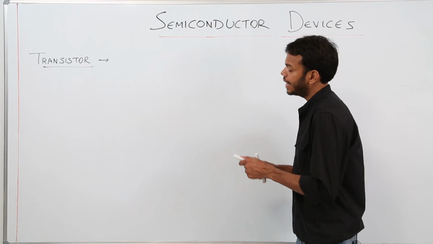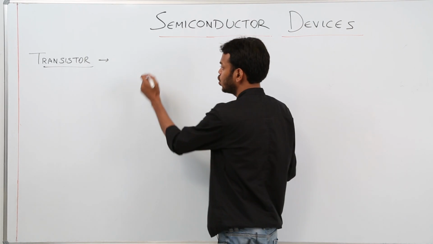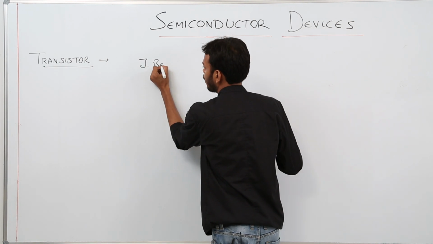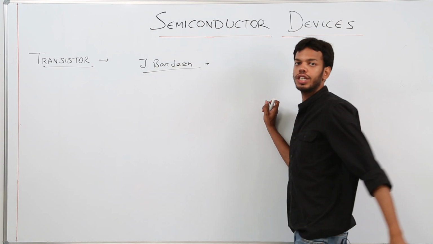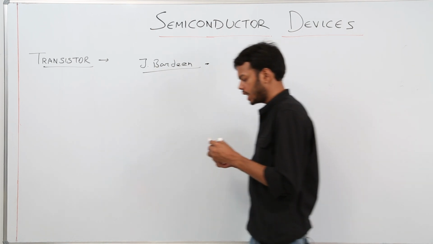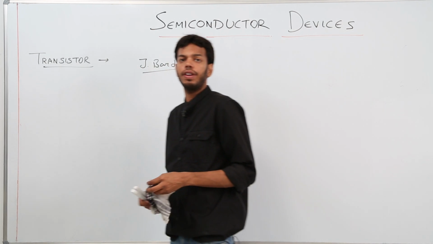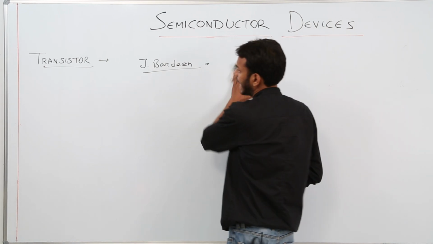Transistor. The credit of inventing this transistor goes to J. Bardeen from Bell Laboratories, USA. It was invented in 1947, just for data's sake. What exactly is a transistor?